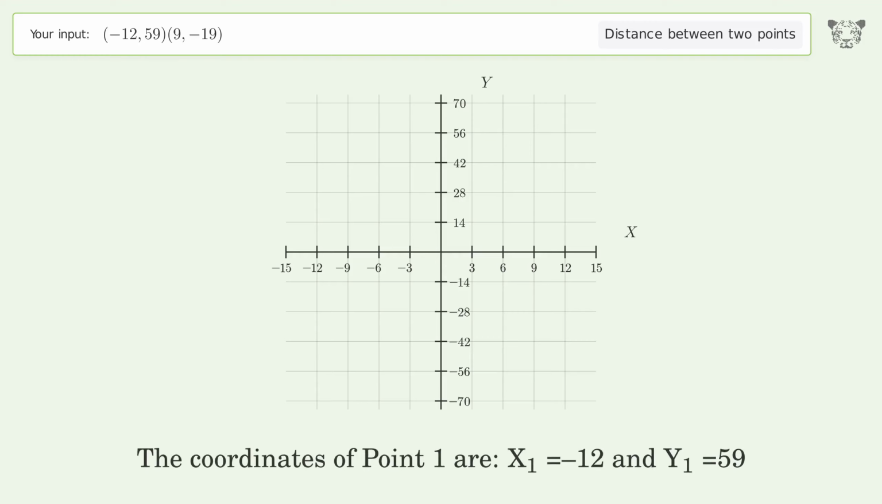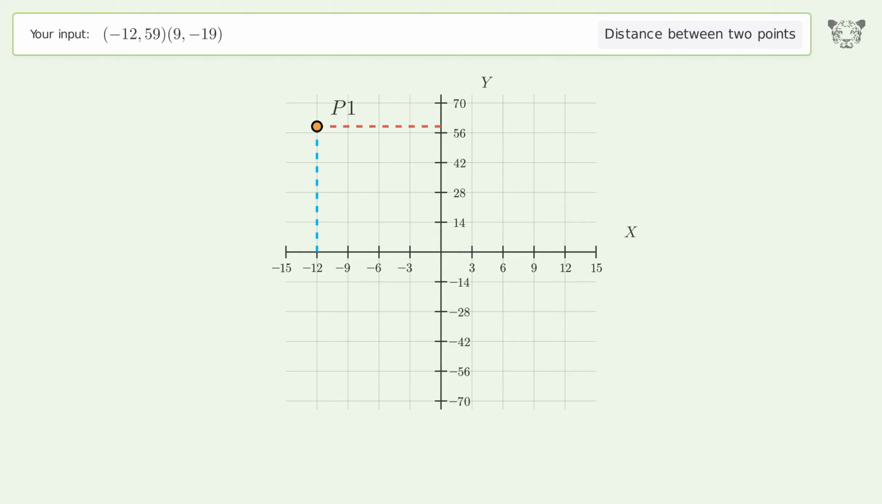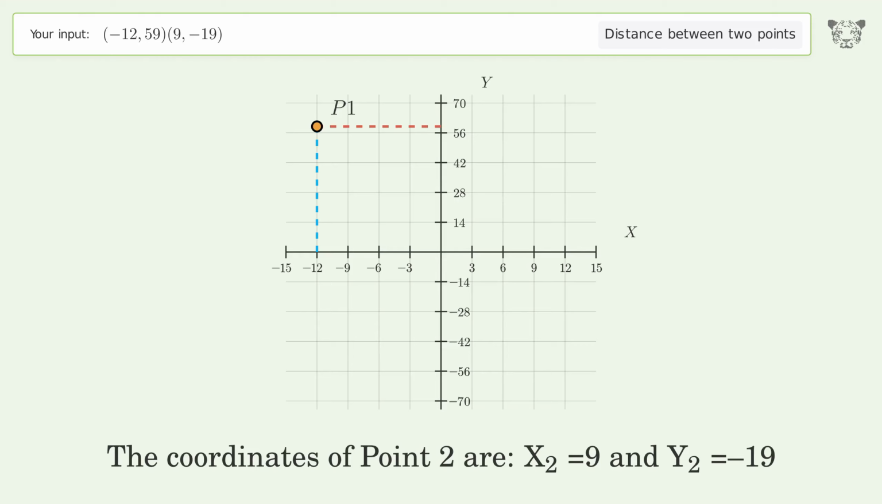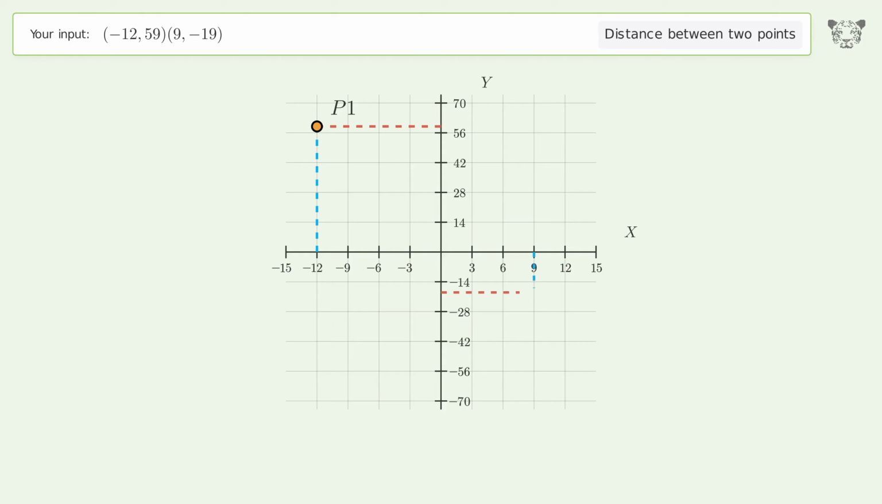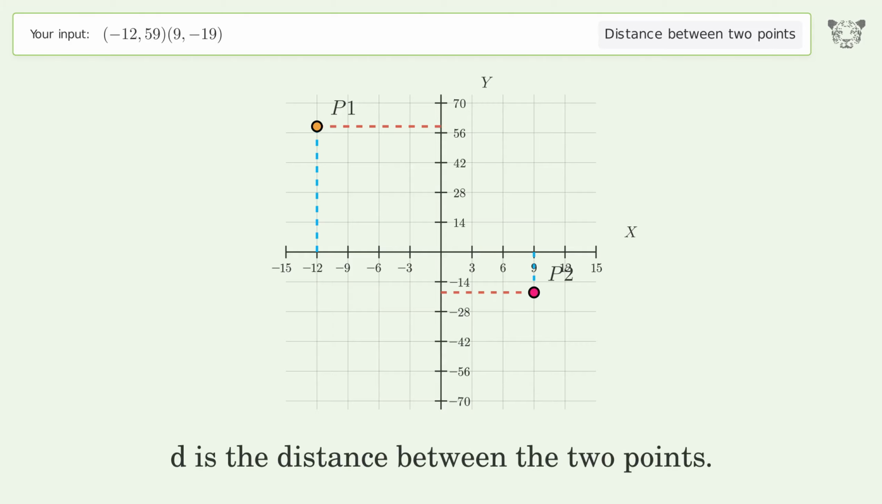The coordinates of point 1 are x1 equals -12 and y1 equals 59. The coordinates of point 2 are x2 equals 9 and y2 equals -19. D is the distance between the 2 points.